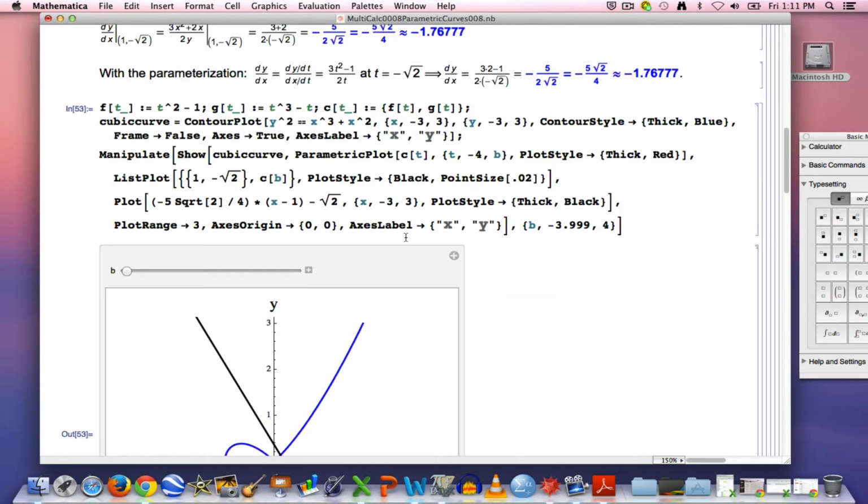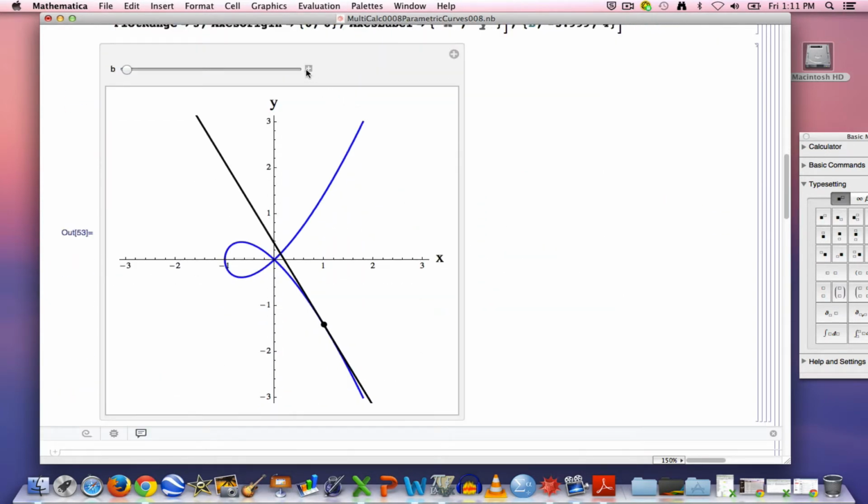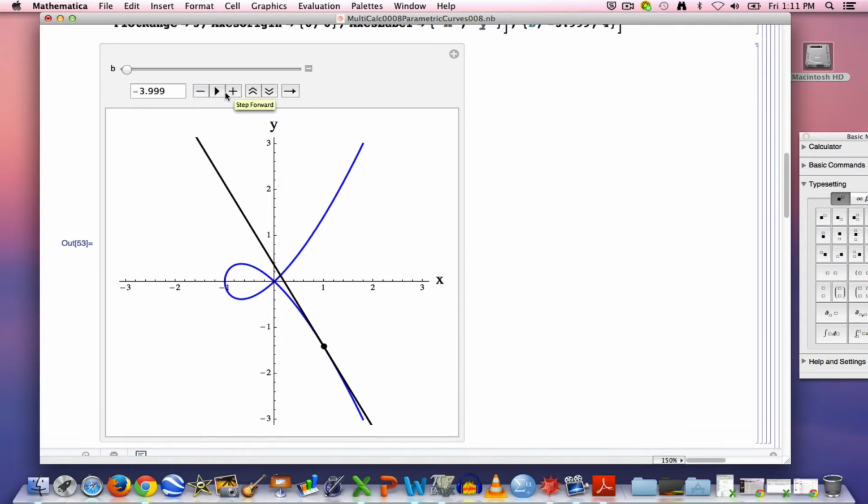Here was the graph that we got. The blue curve is the cubic curve. The dot is the point in question, 1 comma -√3. The black line through that dot is the tangent line to the curve at that point, whose slope is the slope we found. And if I play this animation, I do see the parametric curve coming up in red. It's tracing out the entire given cubic curve.